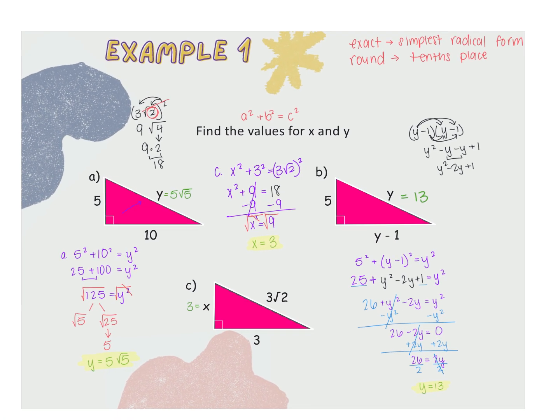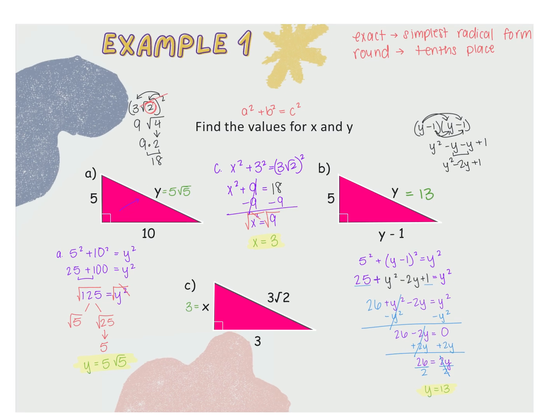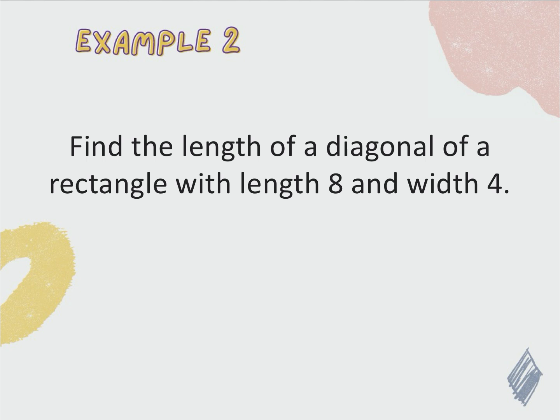All right, so again, please make sure you know how to simplify radicals. It's super important for this lesson. All right, example number 2, it says find the length of the diagonal of a rectangle with length 8 and width 4. For this question, we have to remember properties of quadrilaterals. We just went over these.